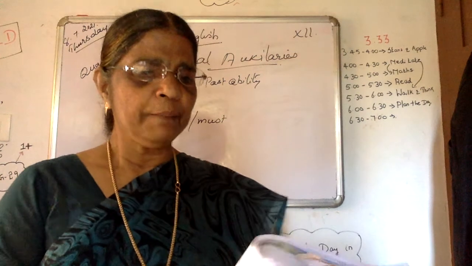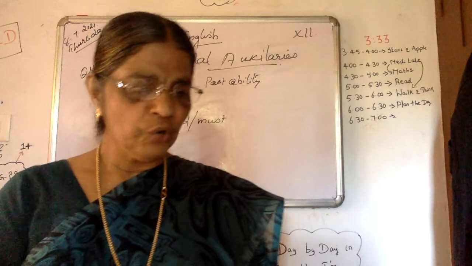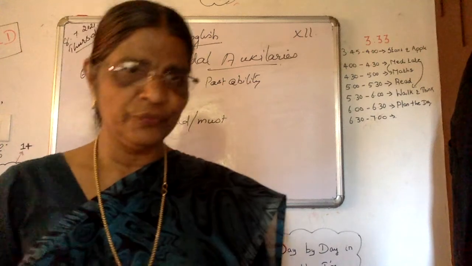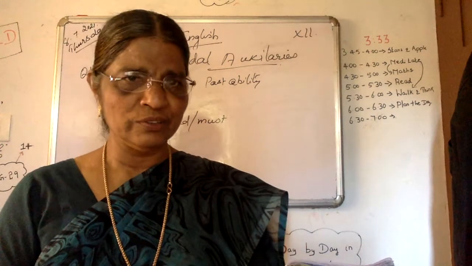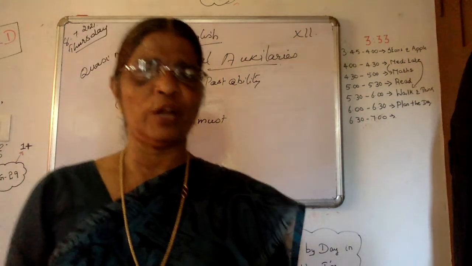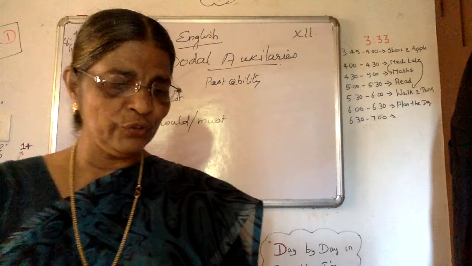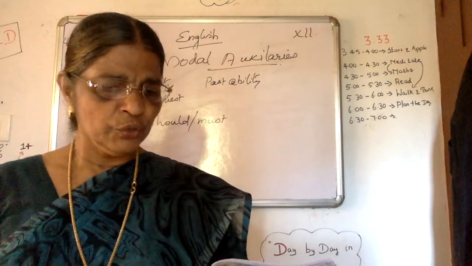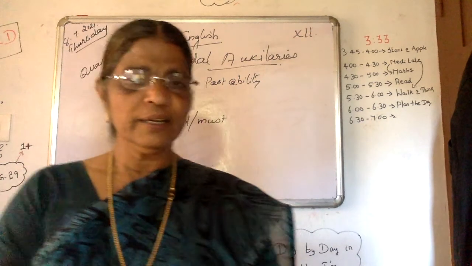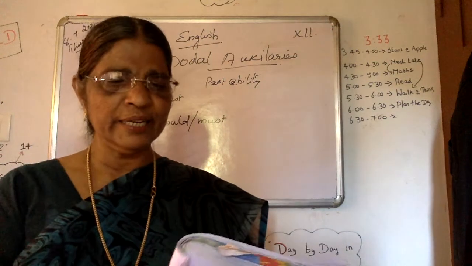The next. Complete the following sentences with modals using the clues given. You dash help the needy. One clue is given, but from your exam point of view, you won't get that clue. They will ask for either modal auxiliary or semi-modal, quasi-modal. Here it is given: it is a moral obligation. You ought to help the needy. You must help the needy. You should help the needy.